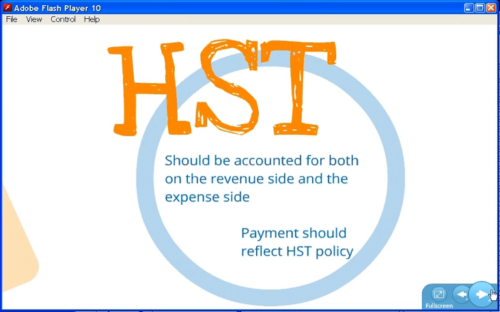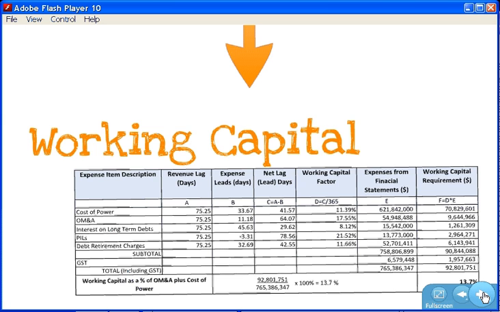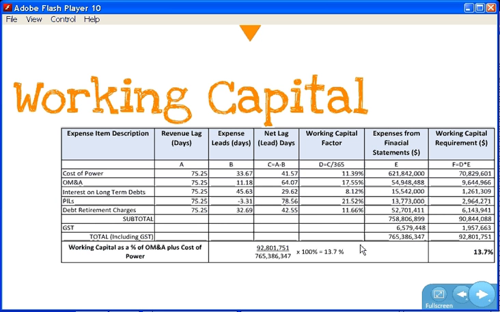So far, we have covered the revenue lags and also the expense leads. Now we go back to the working capital requirement. The table is provided as a summary.